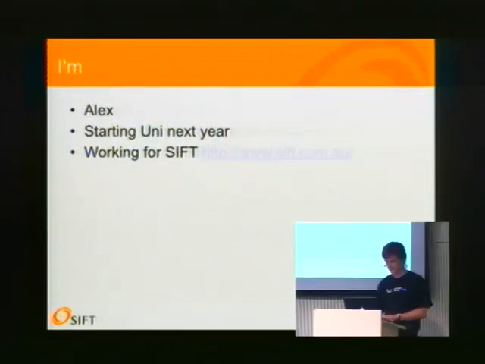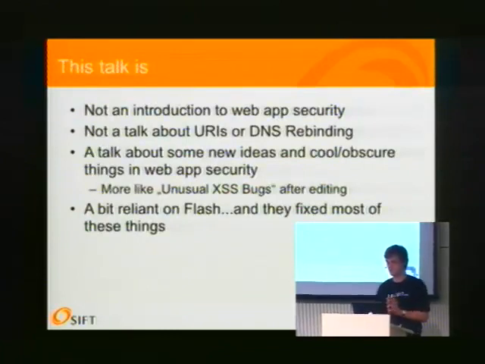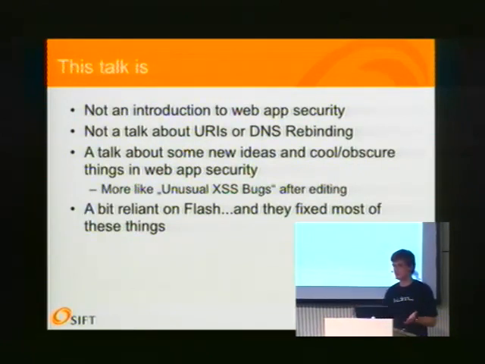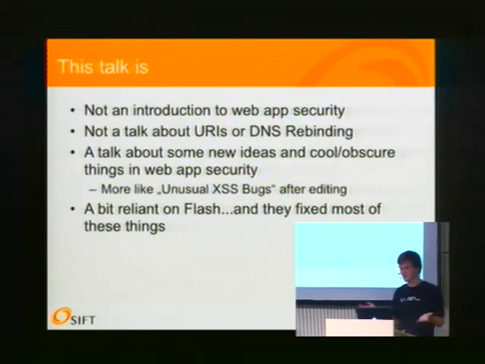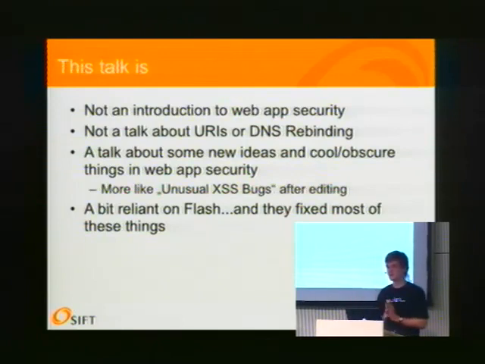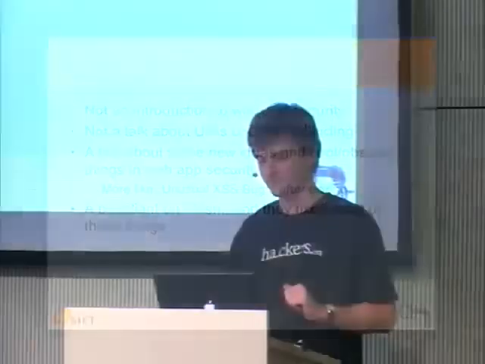Anyway, this talk is not an introduction to web app security, since I think we've all seen enough of those everywhere. Not about URIs or DNS rebinding, since that's been overdone. Kaminsky's talked about it, everyone's talked about it. It's a talk about new ideas and some cool and obscure things that I think most people won't know. And after editing, it's turned out to be more like unusual XSS bugs, so if that's not interesting to you, sorry. But there's still some other stuff which should be. Also, some of the stuff here was reliant on some functionality from Flash, which pretty much all got fixed a couple of weeks ago in the latest update, so that might not work if you download the latest plugin.